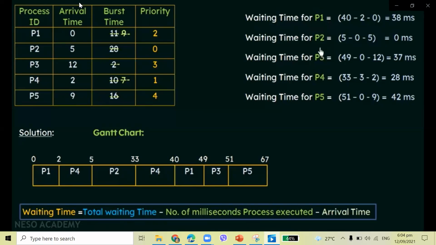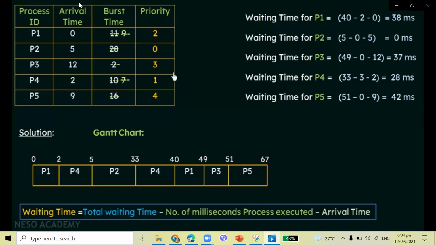So similarly for P2, the waiting time is the total waiting time of P2. So where is P2? The last occurrence of P2 is here. P2 actually occurred only one time. So P2's total waiting time was 5 milliseconds, minus the number of milliseconds it executed before. So we see that P2 did not execute before, so it is 0. And then the arrival time of P2. What is the arrival time of P2? It is 5. So 5 minus 0 minus 5, which is 0 milliseconds.